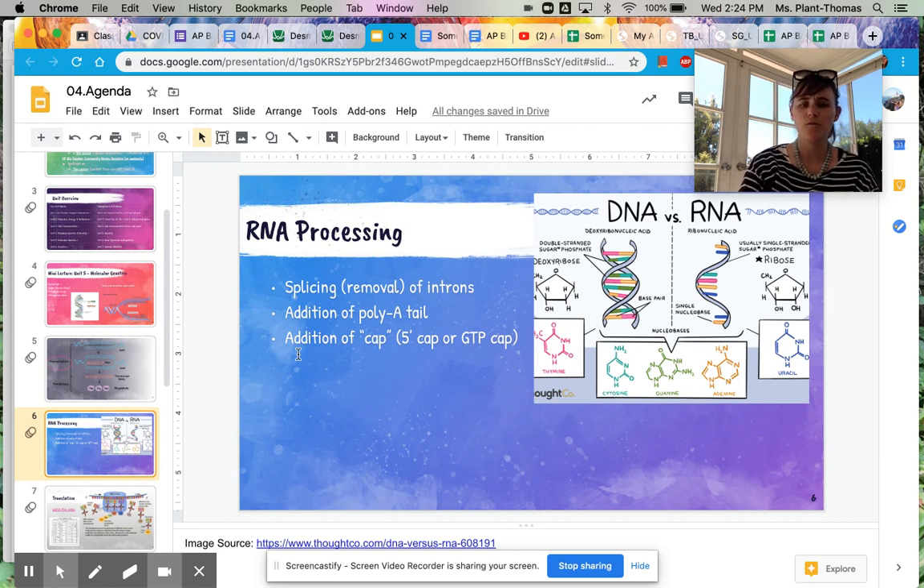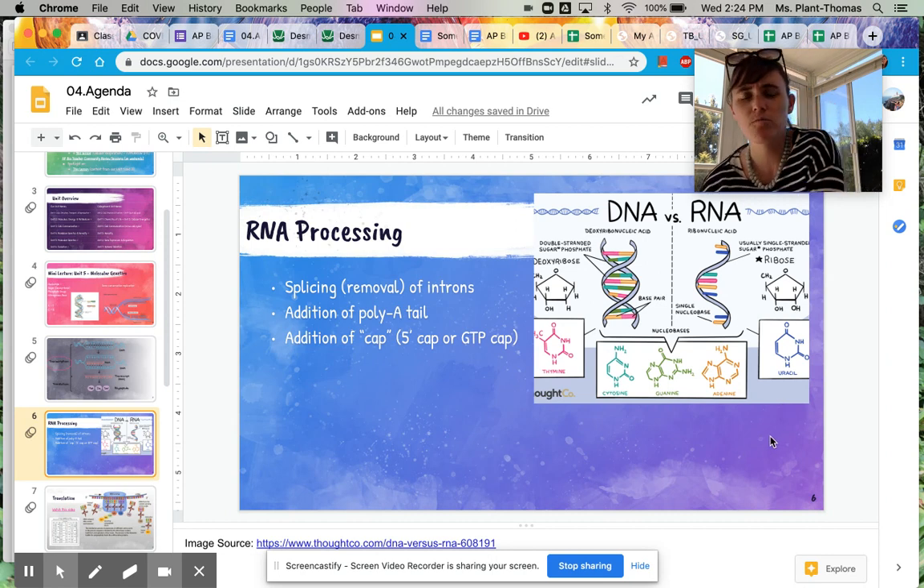This image is helpful just because it lays out for you the differences in structure between DNA and RNA. So I would recommend reviewing that image. And also this link here is the source of this image, and it does a good job going through that for you.